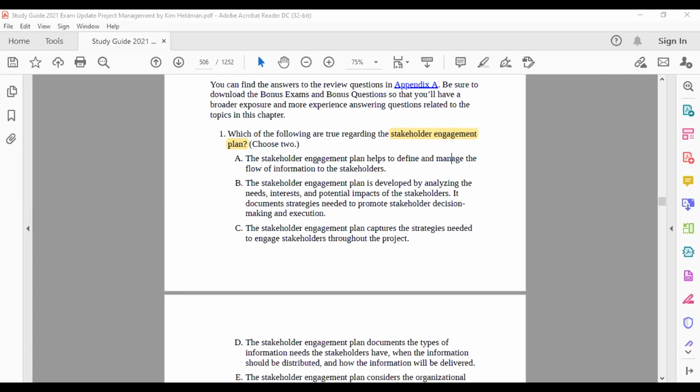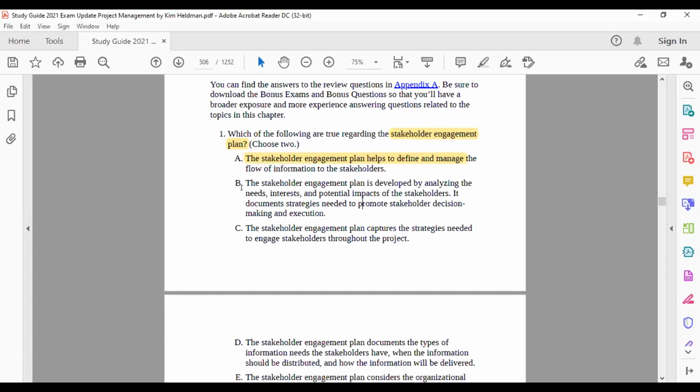So based on that, stakeholder engagement plans help to define and manage the flow of information to the stakeholders. Wait, helps to define and manage. Till here everything is okay. Is it flow of information? Yes, Ganesh, is it flow of communication? We deal with communication in stakeholder engagement. Yes, great, perfect. So A cannot be the answer.